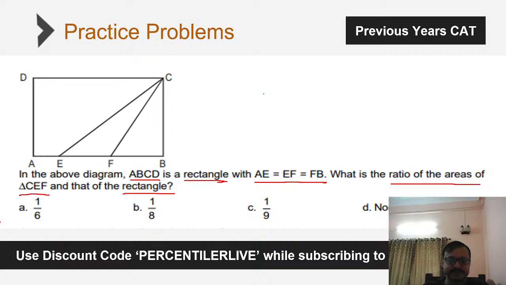How do we do this? As you can see, they've given you one more piece of information. AE is equal to EF is equal to FB. So all of these three are divided equally. So what you need to do is find the ratio of these areas. How do you do that? Simply join this diagonal.